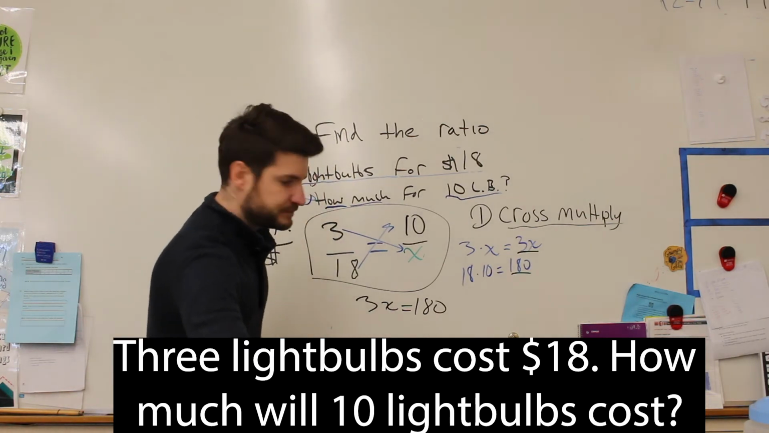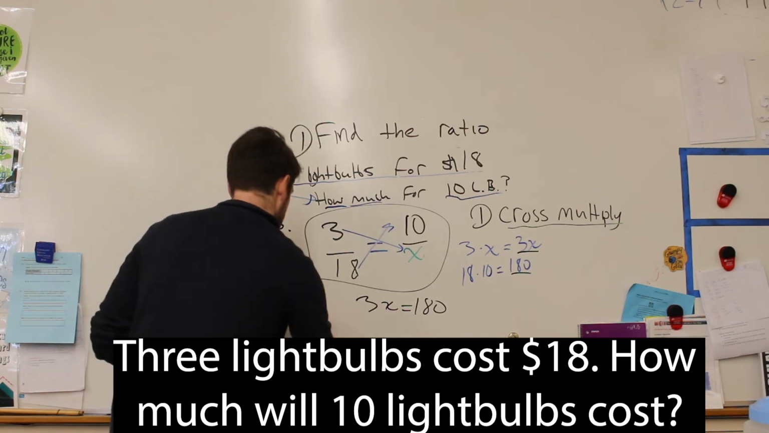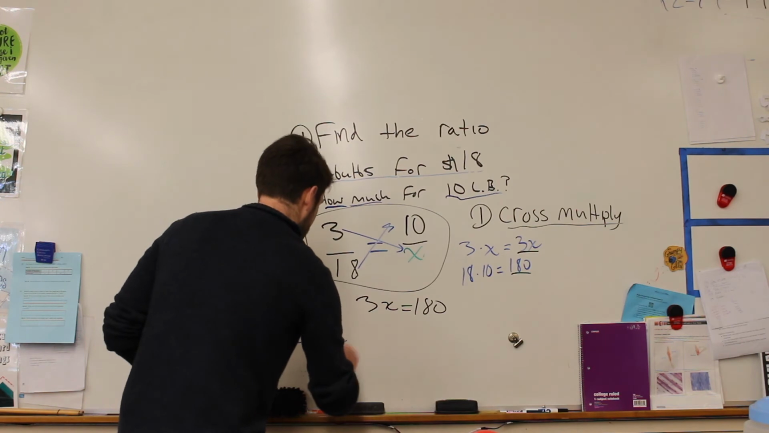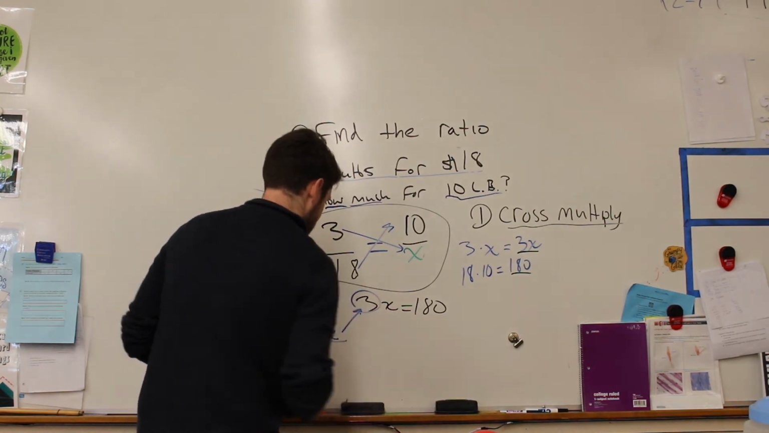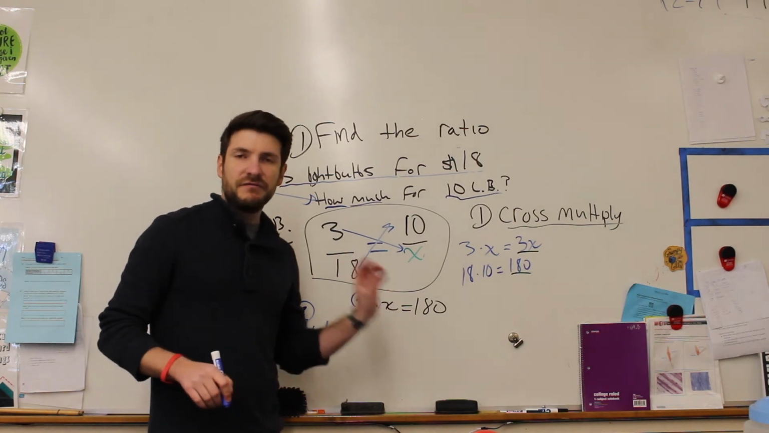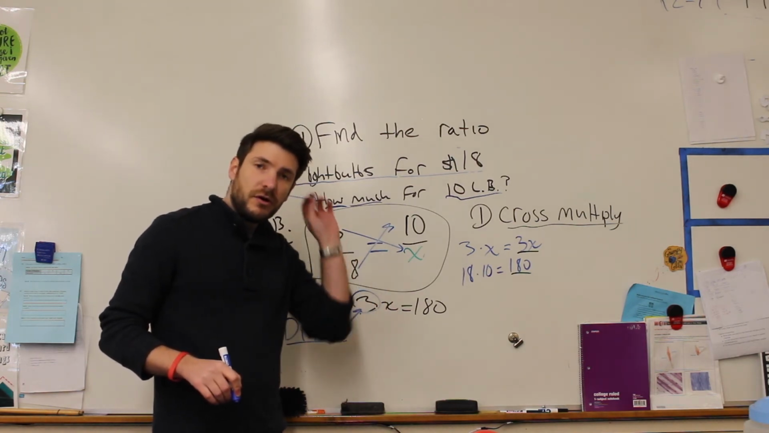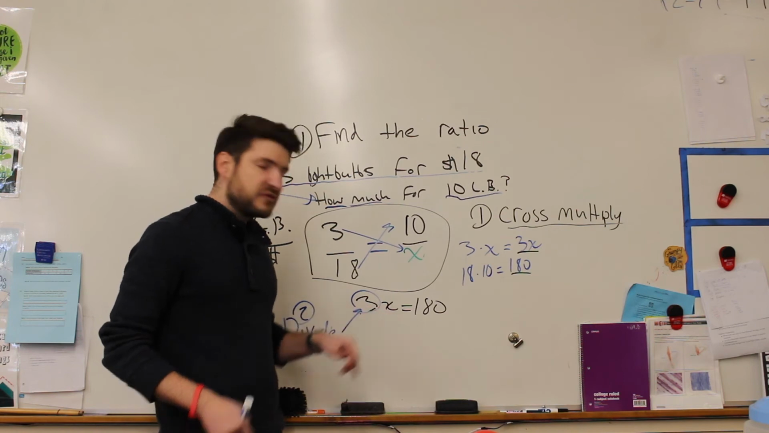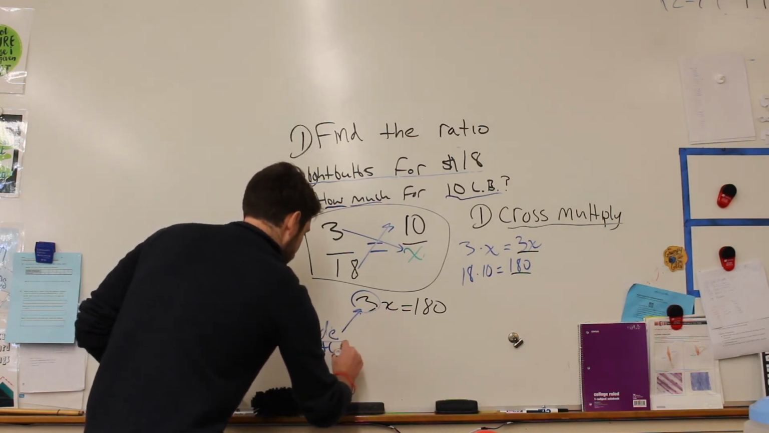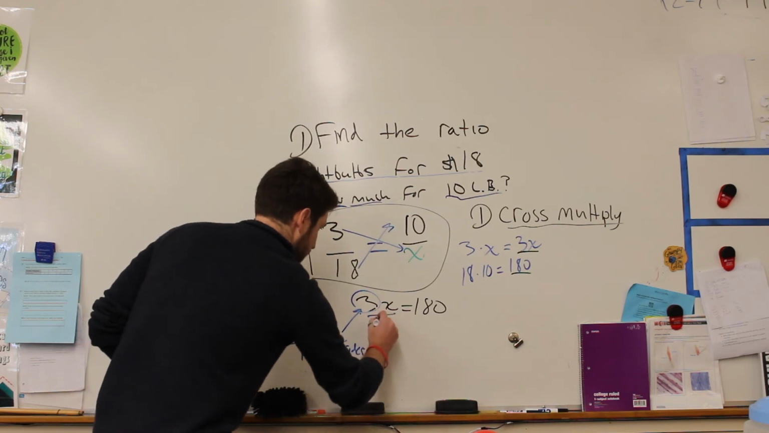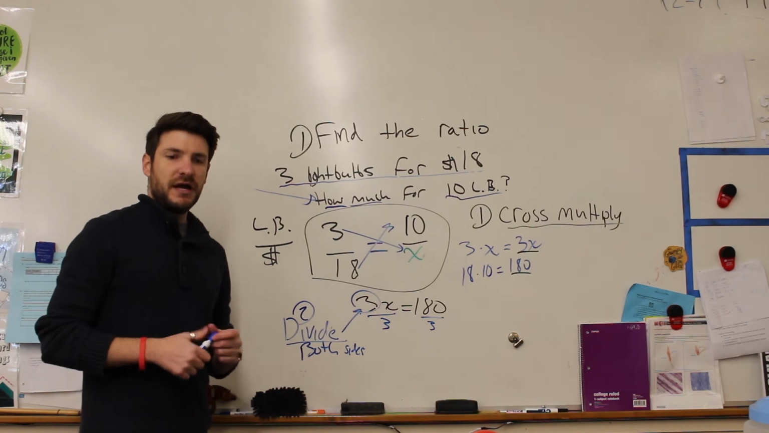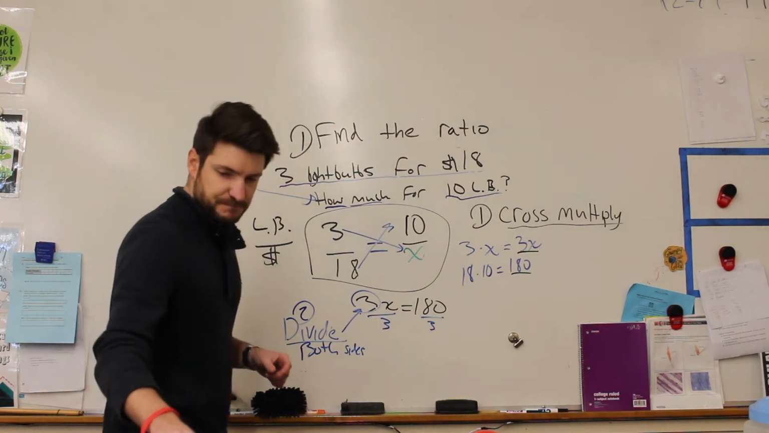Next step. Divide. What are you dividing? You're dividing the constant, or the number, that's right in front of the variable. So take this 3, and you're going to divide both sides. Take that number and divide both sides.